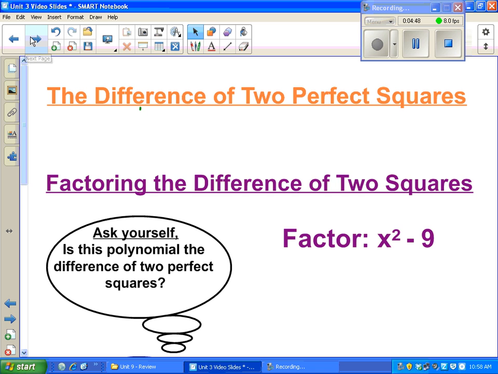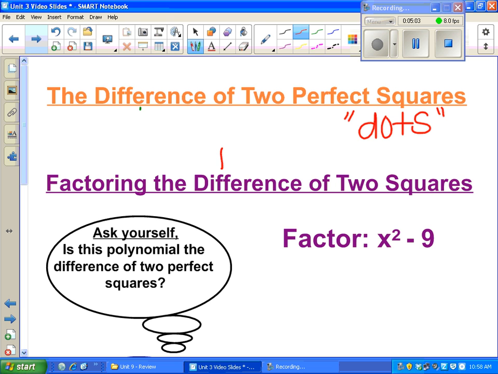All right, so once we got done talking about what factors are, we actually did some factoring with expressions, not just whole numbers. The first one we did was the difference of two perfect squares. That is what we sometimes call DOTS. The difference of two perfect squares has to be a perfect square minus another perfect square.